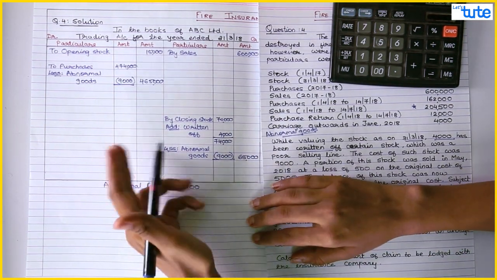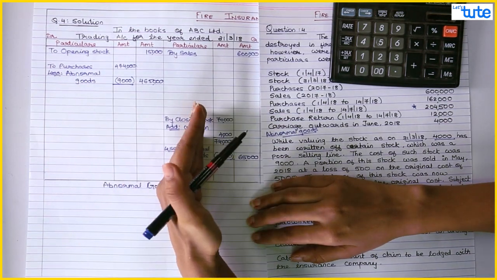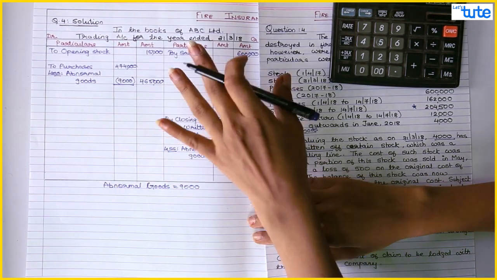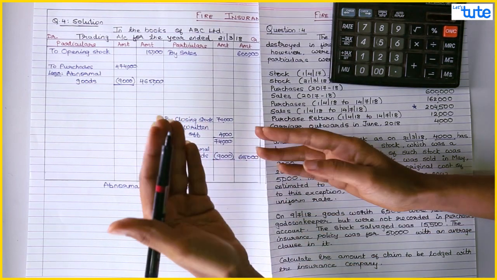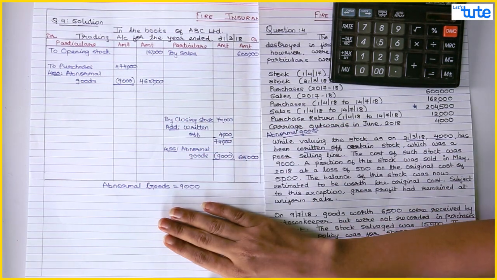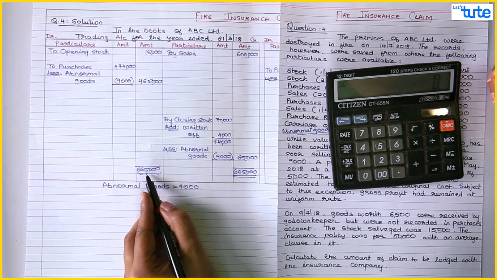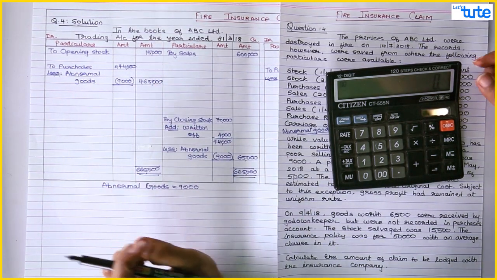You can even prepare a columnar trading account for normal goods and abnormal goods. But rather than this, if the trading account is given only for 1 year and there is abnormal goods, this is better and easier. So from this 6,65,000, we'll just deduct this to find out gross profit.